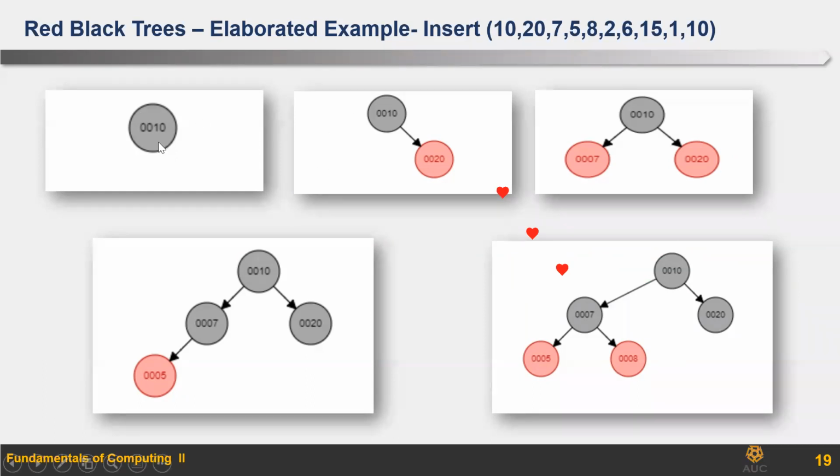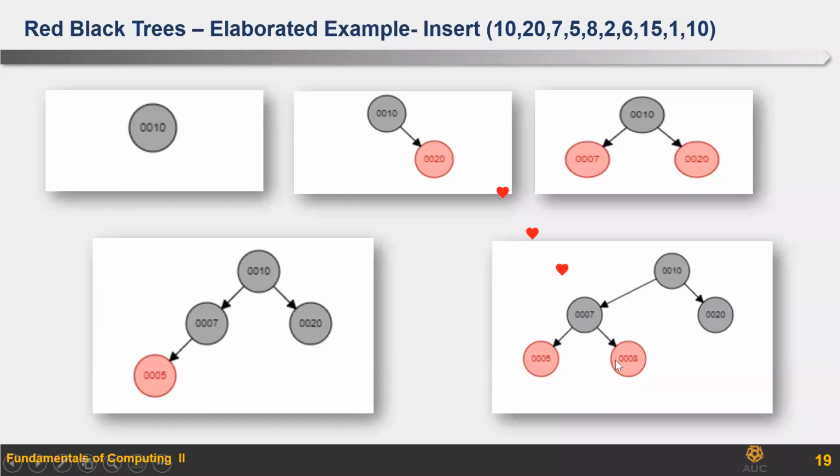I will insert 10. 10 is the root. I will insert 20. I always insert a leaf node as red. I will insert it to the right, to the left, sorry. So I am still a red-black tree, no problem. I will insert 5. Again, no problem.